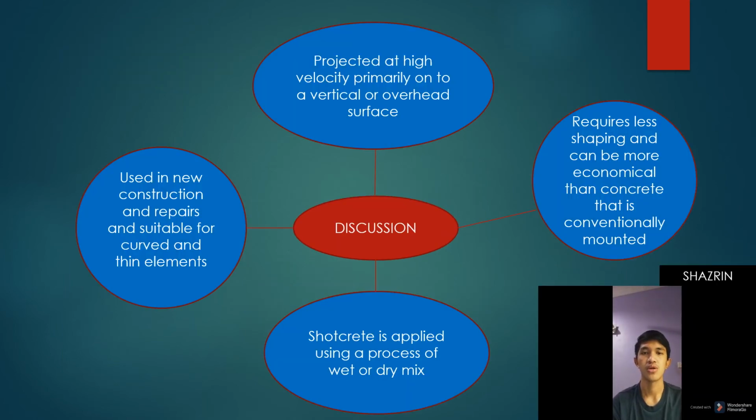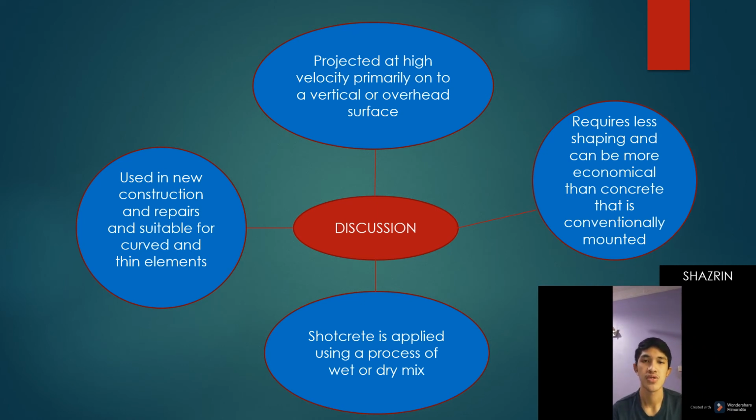Assalamualaikum warahmatullahi wabarakatuh. From our group project, we can find out how to use and the uses of shotcrete. Firstly, shotcrete is a method of applying concrete projected at high velocity primarily onto a vertical or overhead surface. The shotcrete method also requires less shaping and can be more economical than conventionally placed concrete.